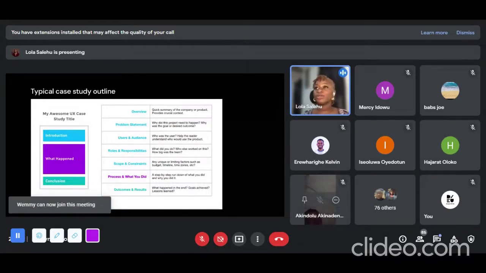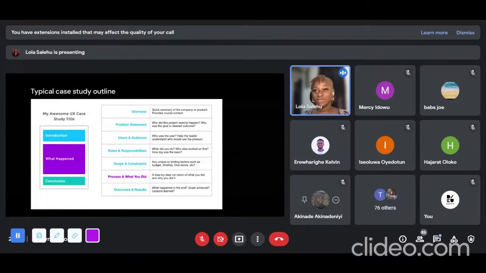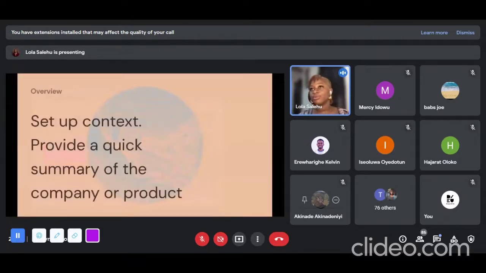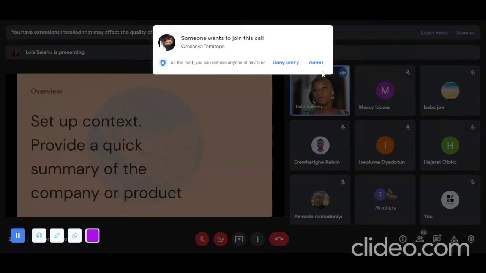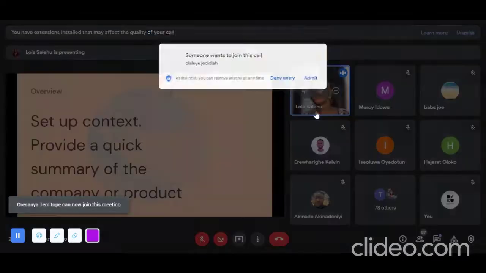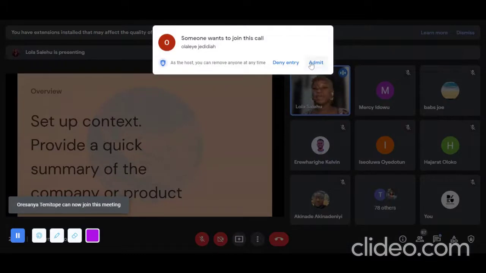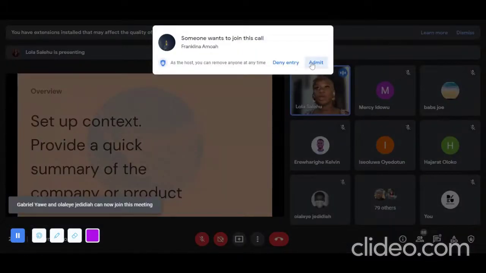And when you have this outline and you can see the big picture, then you can start filling in the details under each section. So let's touch more on the details that go into each section of the outline. For the overview, for instance, this part is essentially for setting up context on the project. So you're supposed to more or less provide a quick summary of the company or product that you're working on.